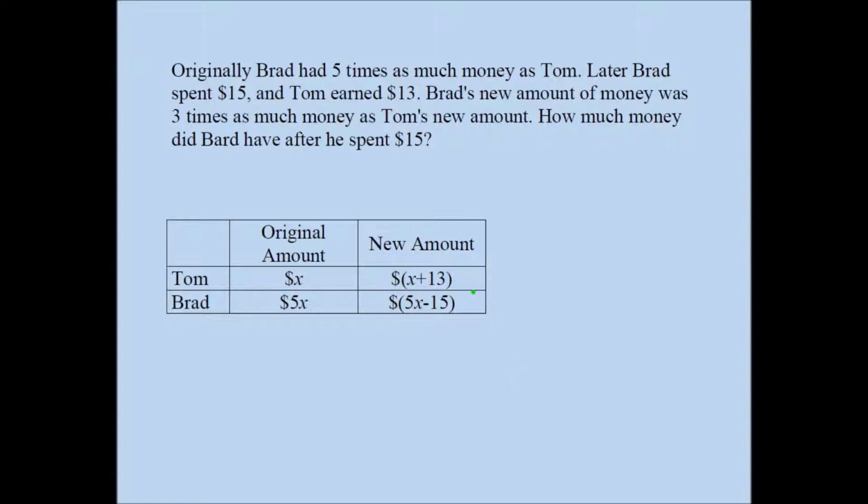Now according to the question, there's a relationship between these two amounts. And we're being told that in this new scenario, when it comes to the two new amounts, Brad does not have 5 times as much as Tom. Brad has 3 times as much money as Tom has now. So based on that, we're going to write our equation.